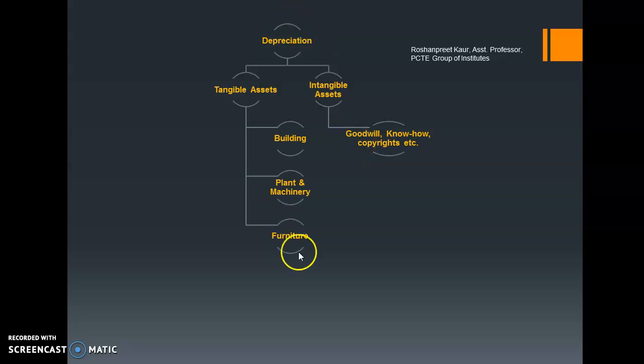So depreciation is basically bifurcated into two types of assets. The depreciation is going to depend upon the type of asset. Either it is a tangible asset or it is an intangible asset. If it is a tangible asset, then it has further bifurcations, that is building, plant and machinery, and furniture. And if it is an intangible asset, then you need to see what kind of intangible asset it is.